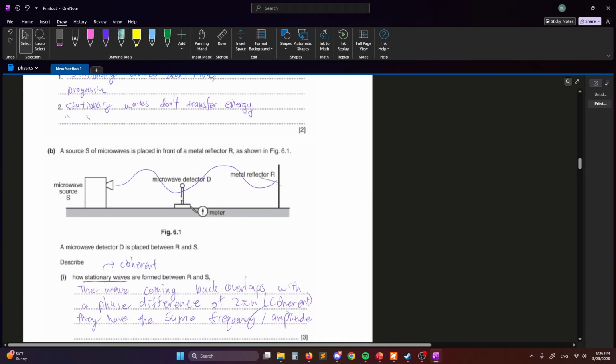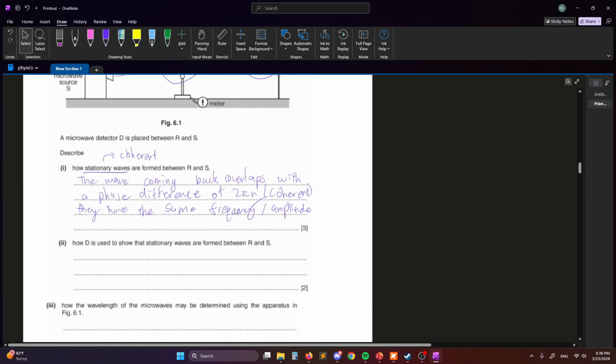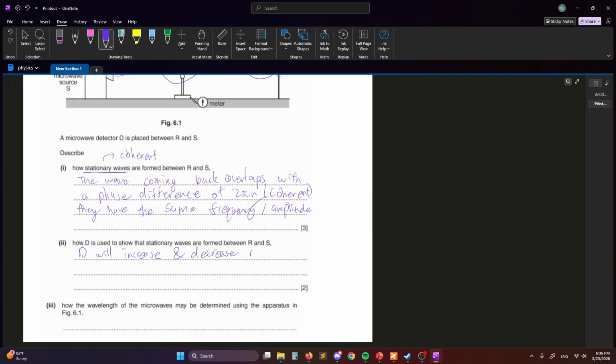So if we move the D detector, we can see that it'll record higher versus lower, versus lower, higher, etc. So D will increase and decrease regularly based on wavelength as we move D back and forth.